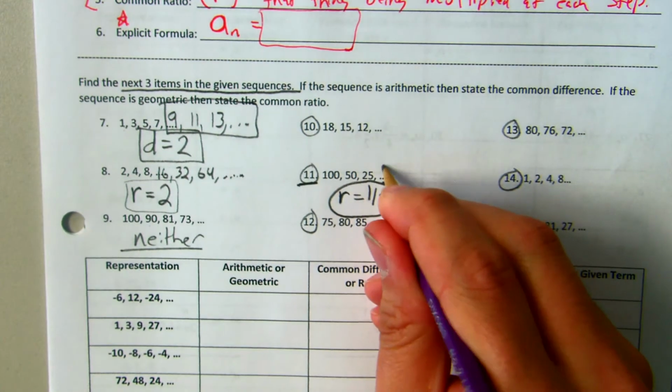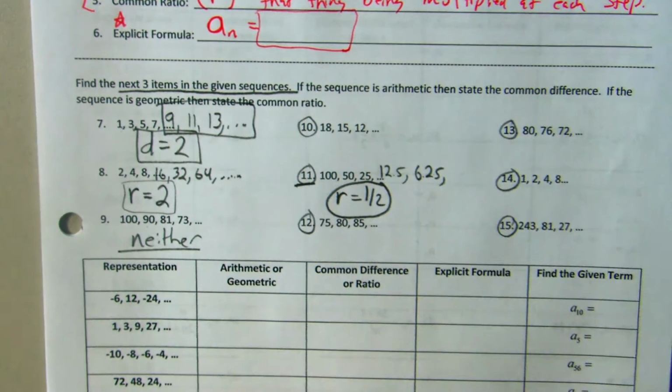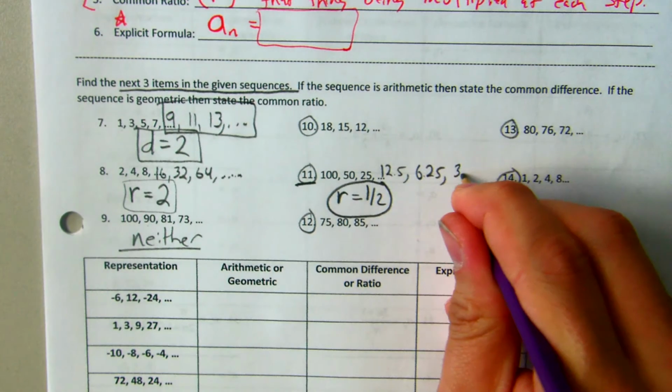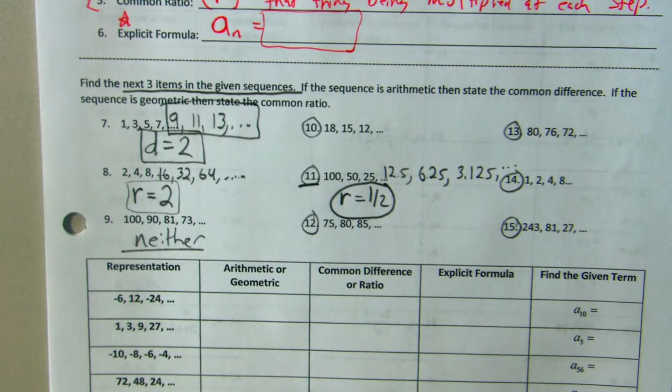So your next 3 terms should be 12.5, and then 6.25, and then 3.125. And of course we could keep going if we needed to. Cutting it back each time, smaller and smaller each time.